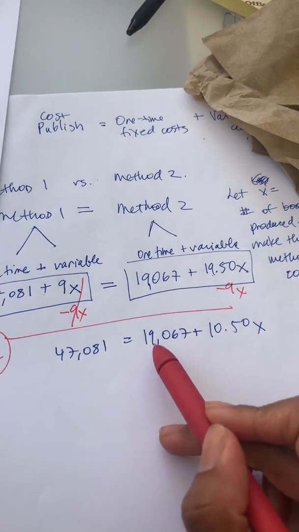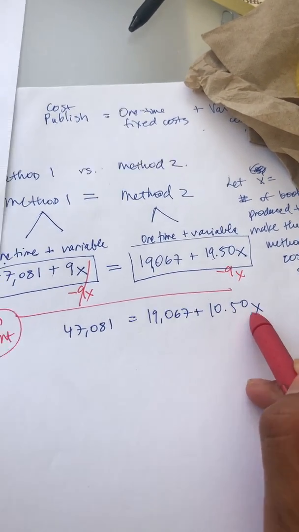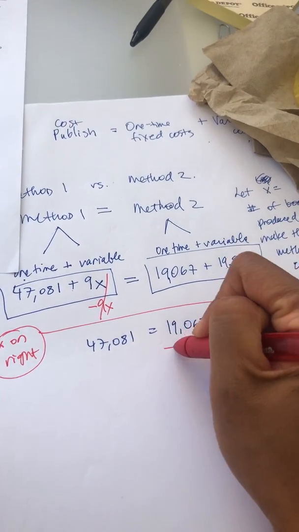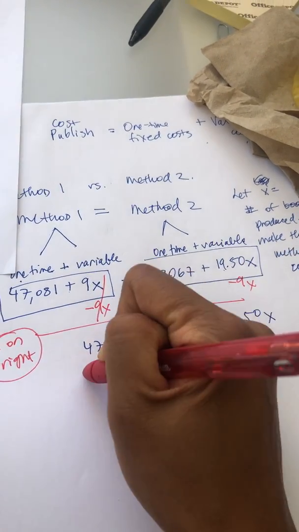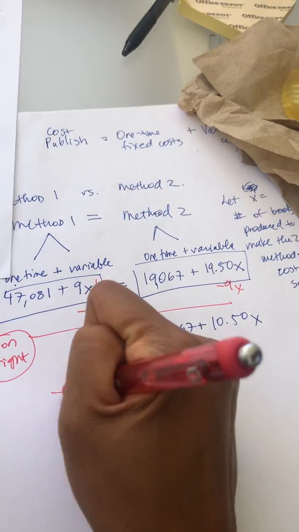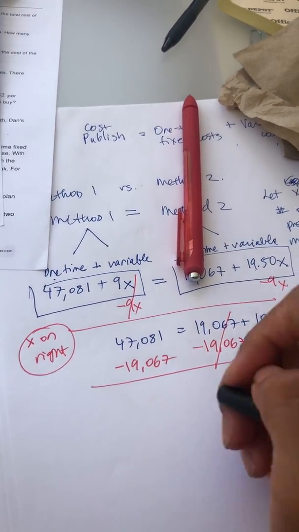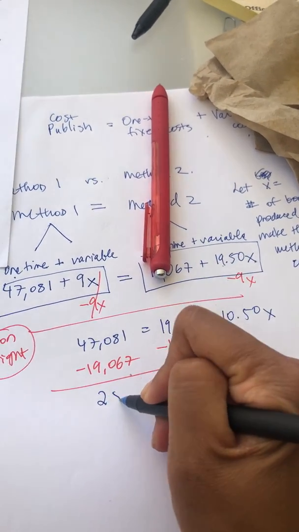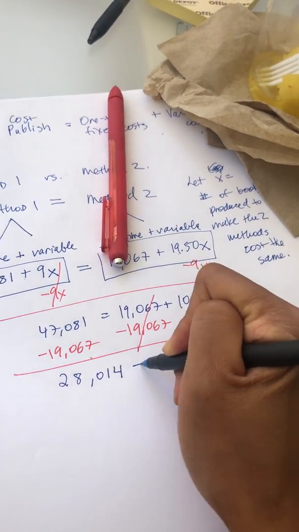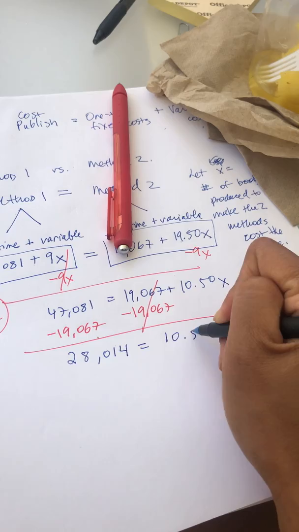I'm going to get rid of this because the x is on the right side. I do not want this number here. So I'm going to subtract 19,067 since it does not have an x, and bring it to the other side. This becomes 0. And the side on the left becomes 28,014. And remember, you can use a calculator at this point.